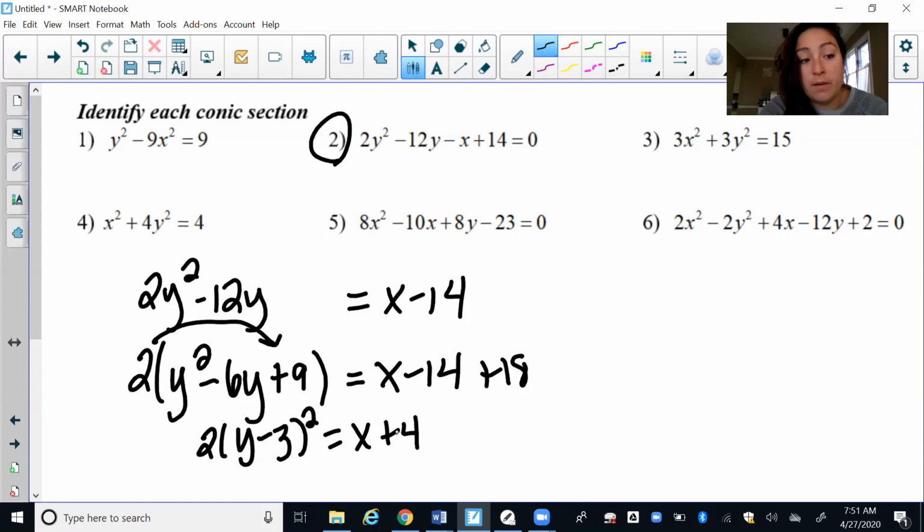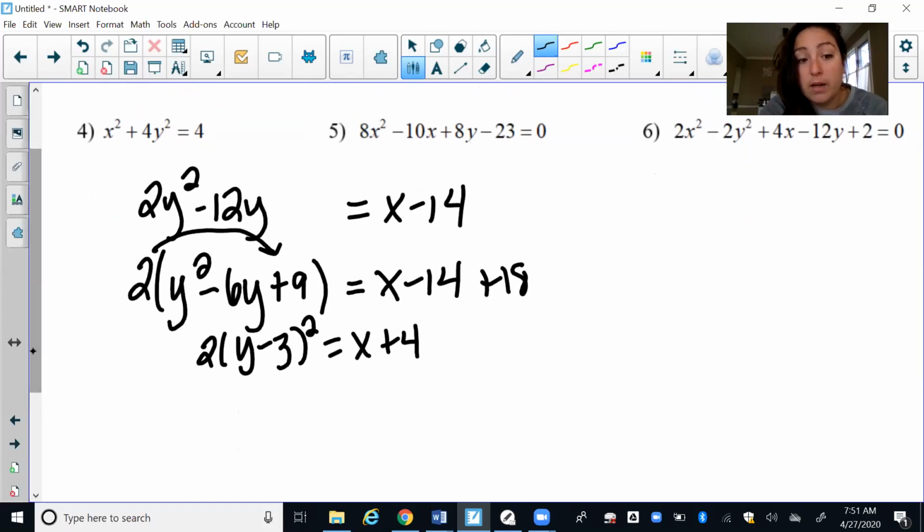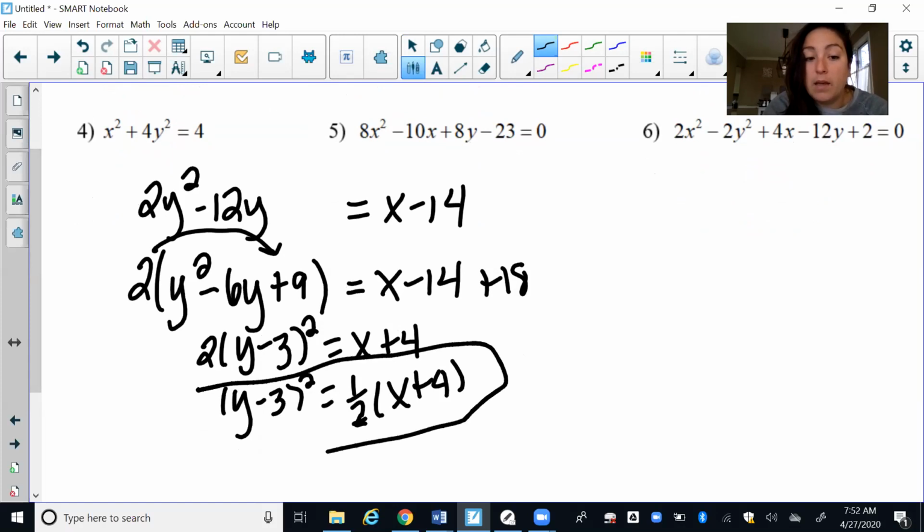And then standard form, rectangular form of a parabola does not have a coefficient on the squared term. It has the coefficient on the non-squared term. So we're going to divide both sides by 2. And there we go. Very clear that this is a parabola. But again, all these 1 through 6 was asking is classify the conic. So from looking at this, knowing there's one squared term, I know it's going to be a parabola. I just wanted to make sure to show the complete the square process one more time.